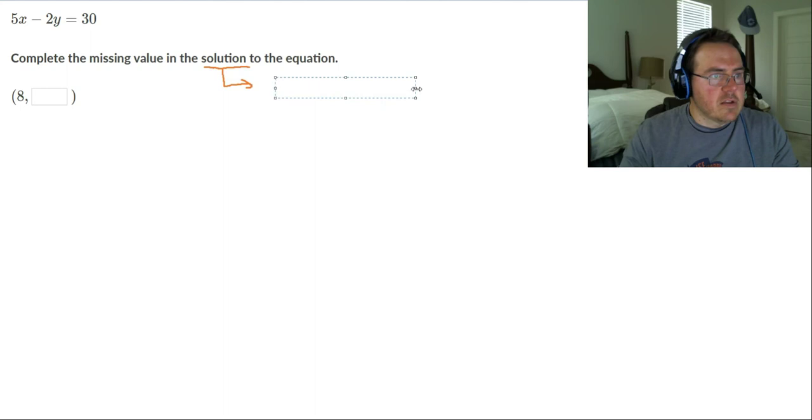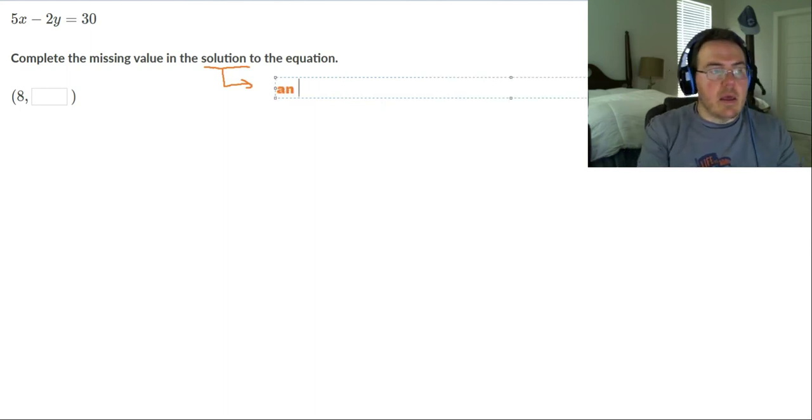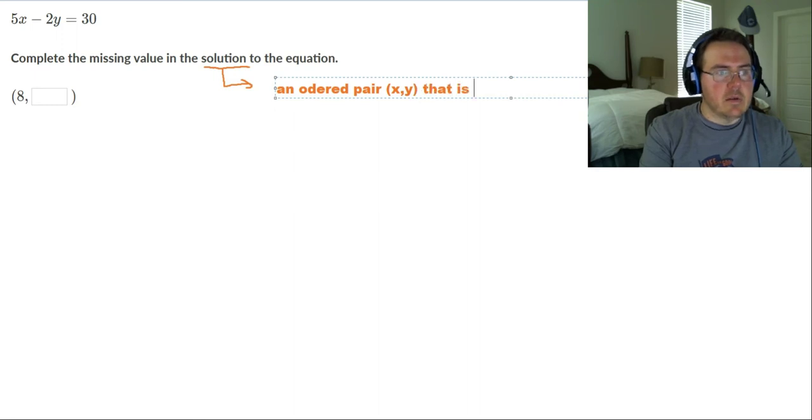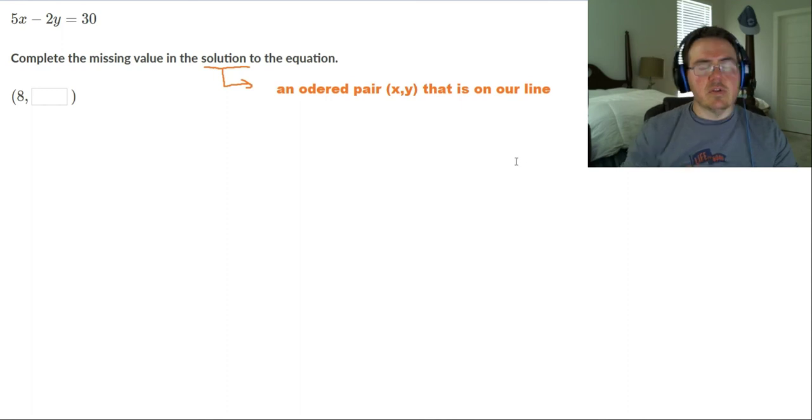Okay. So a solution in this context is going to be an ordered pair. That's an xy that is on our line. That's what a solution is. A solution is an ordered pair that is part of our line. That's it. Now, this one I think is easier than the last problem because they gave us kind of part of it. Check it out right here.